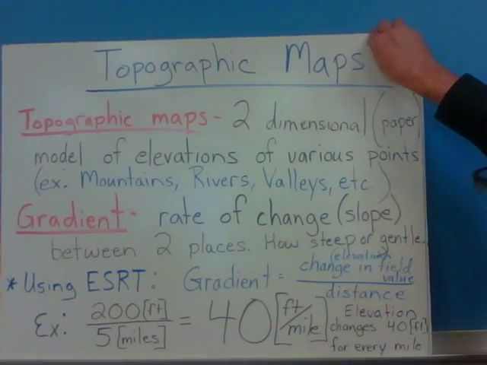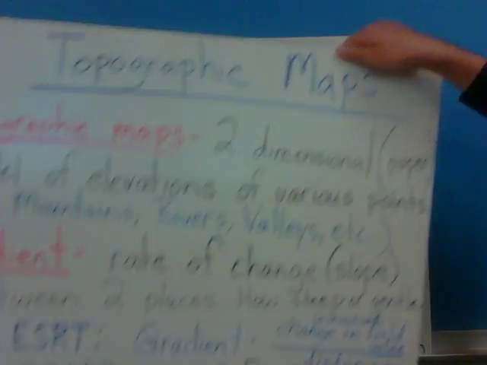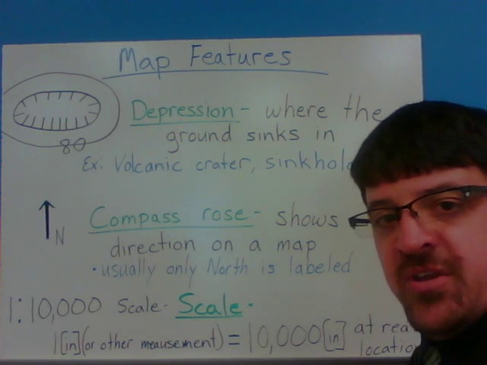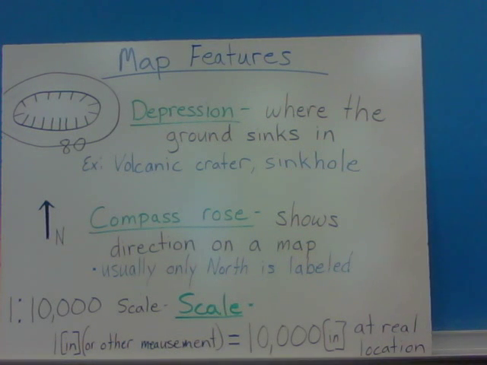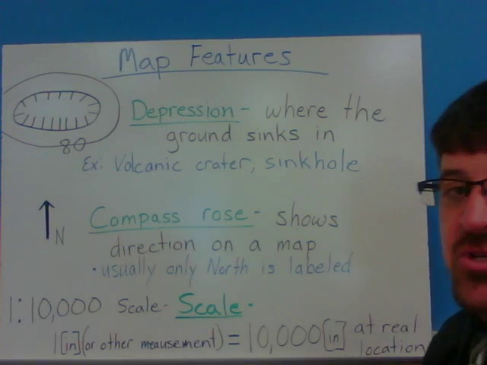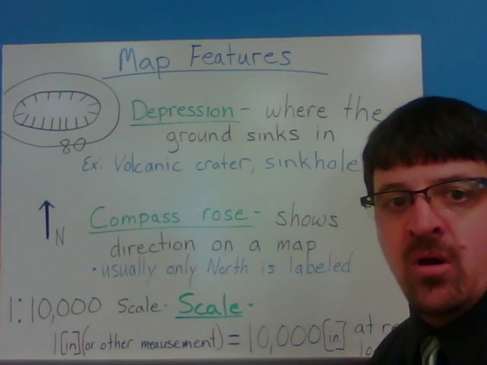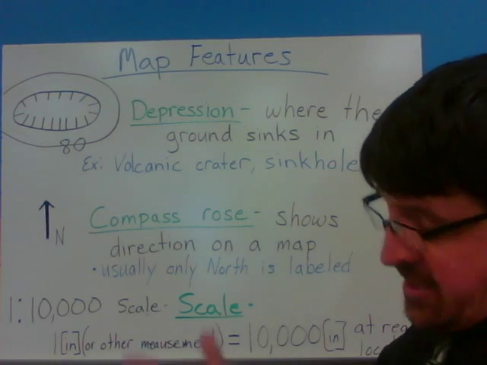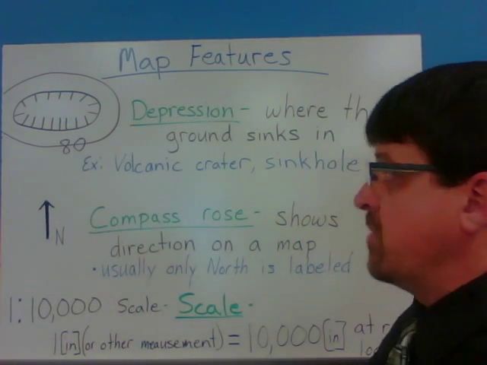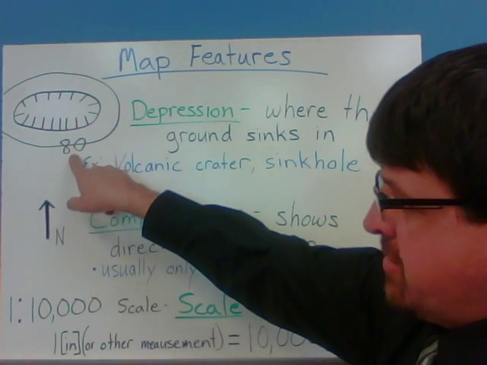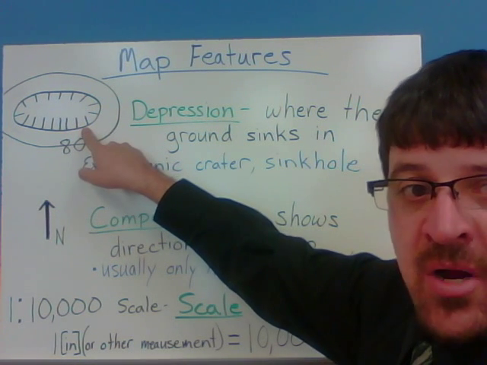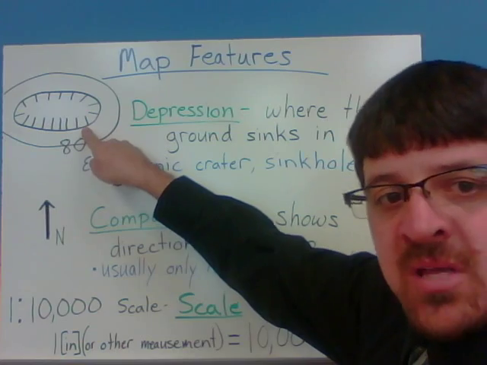Okay, moving on. Some of the map features that we will be talking about are depressions. These you'll see on some maps. I talked about this last time, hopefully you still remember. If that value right there is 80, what's the value of that line right there on the depression? That is also going to be 80.